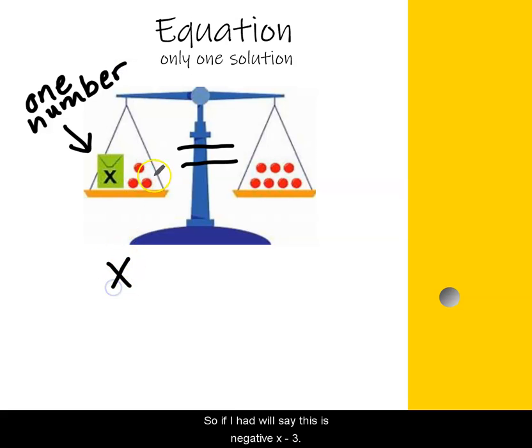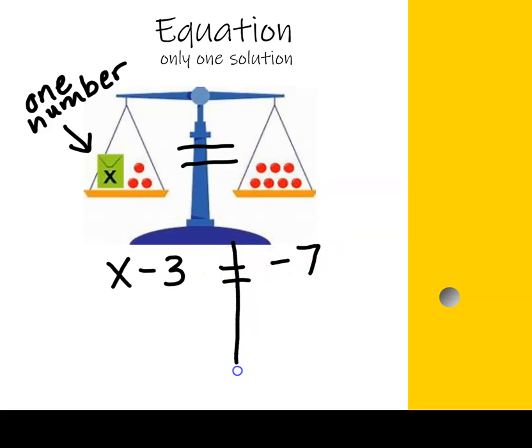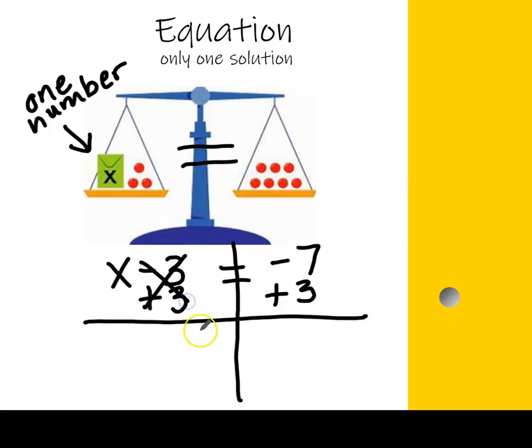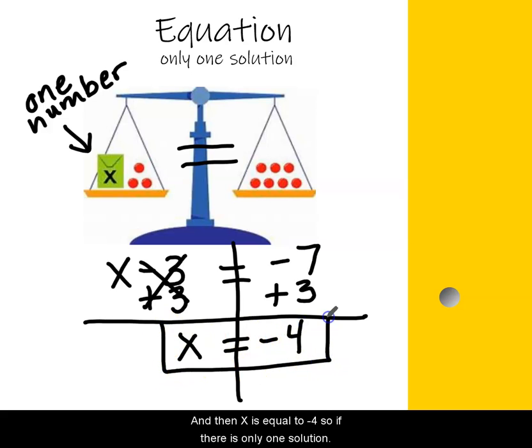So if I had negative x minus 3 is equal to negative 7, I'm going to add 3 to both sides, so I'm just solving the equation like we did in the last part of our unit. And then x is equal to negative 4. So there is only one solution, and the solution is negative 4. Negative 4 is the only number that we could substitute for x for this to stay balanced.